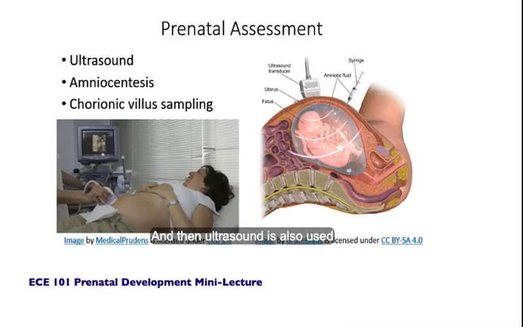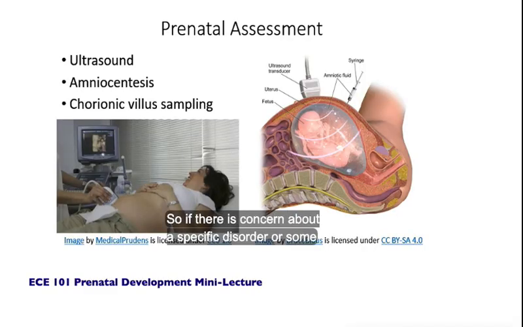And then ultrasound is also used in more invasive assessments or testing. So if there are concerns about a specific disorder or some of the screens look questionable, women can choose to have an amniocentesis or a chorionic villus sampling. So they use the ultrasound to determine where the baby is. For the amniocentesis, they go through the abdominal wall to collect some of the amniotic fluid and then look at the fetal cells that have been sloughed off into the amniotic fluid to see if those are genetically normal. That happens a little bit later in pregnancy.